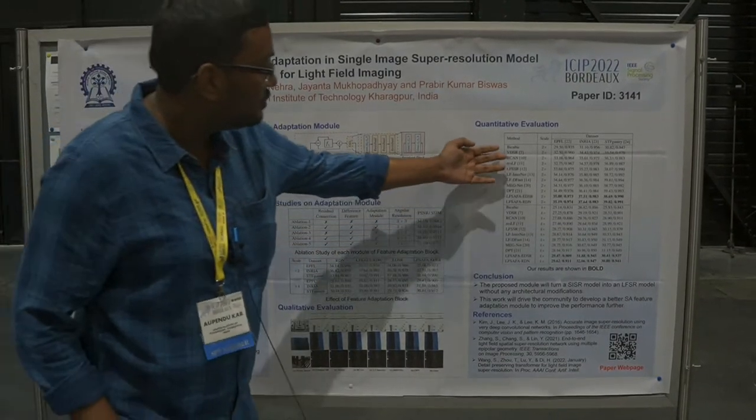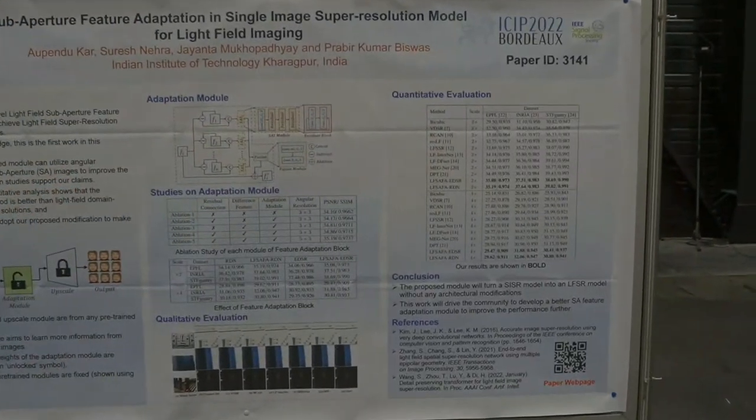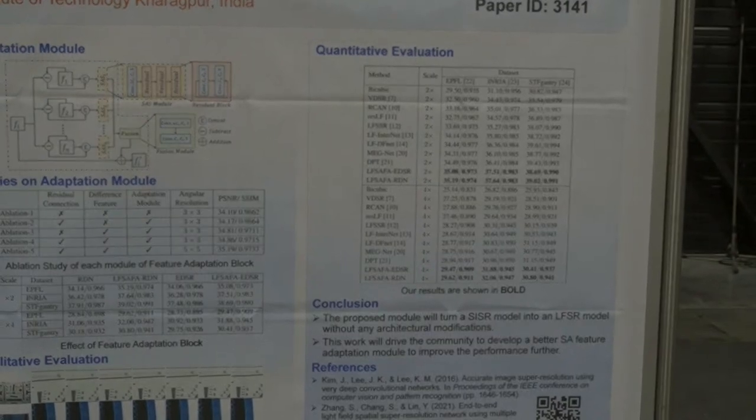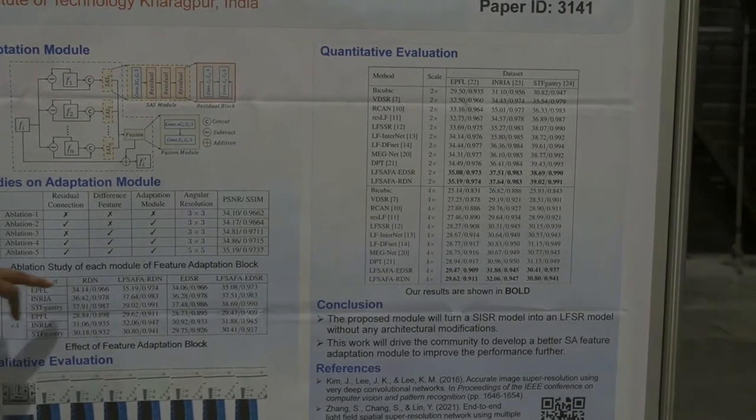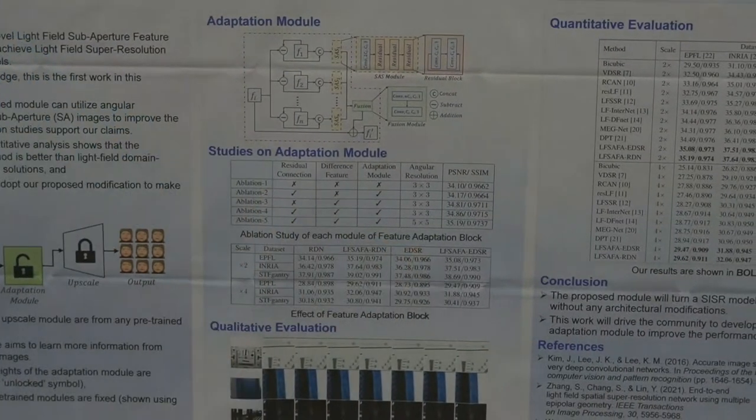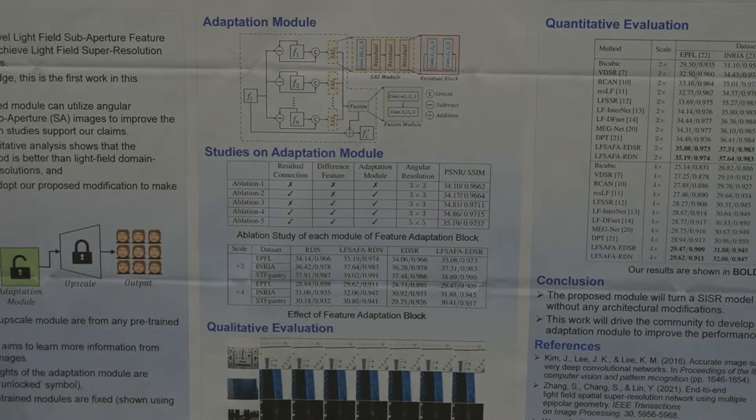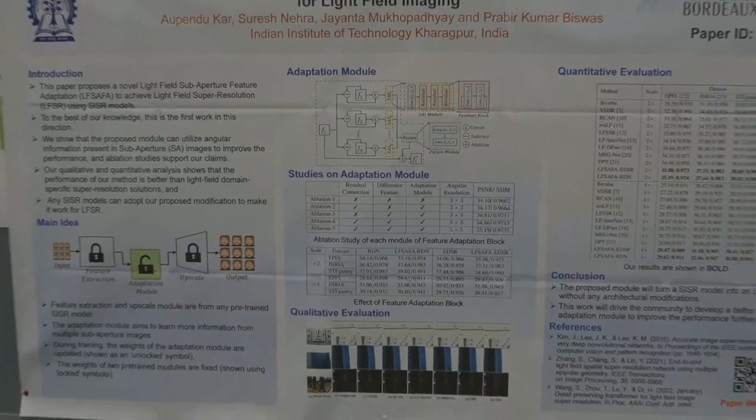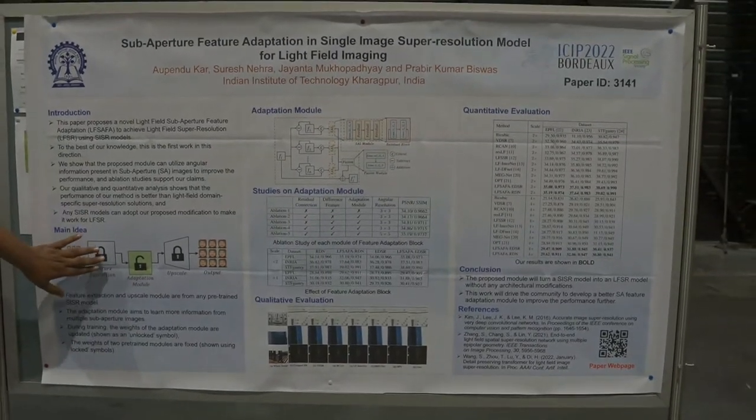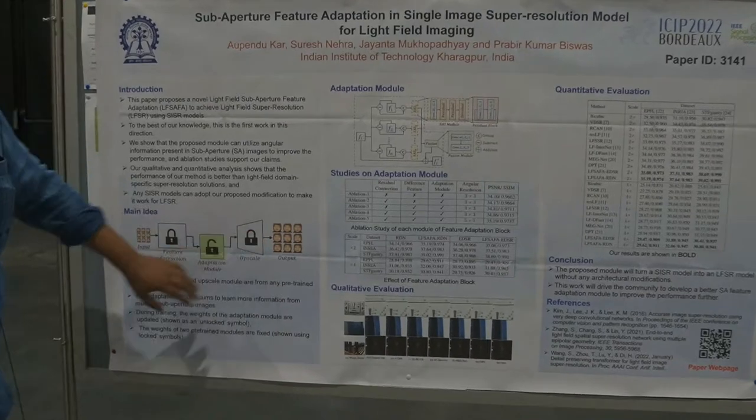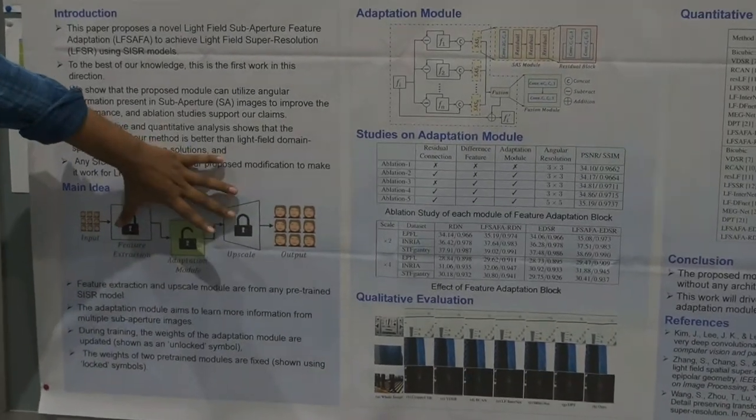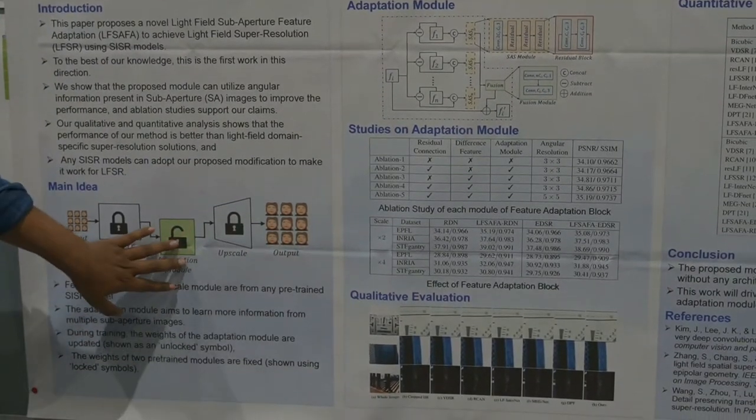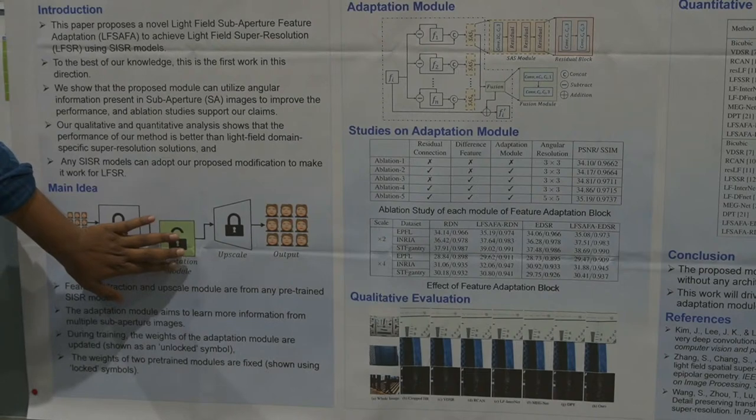Before our work, there were works which developed highly engineered architectures for light field images. But we are using any single image super resolution model, like RDN and EDSR, and we insert one adaptation module to perform the light field image upscaling. Any single image upscaling model can be divided into two parts. One is feature extraction, another one is upscaling. So in our case, we fix the pretrained weights of those two models and we insert one adaptation module and update the weights only of this adaptation module.